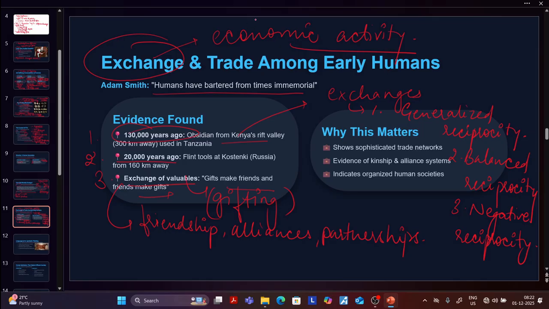So by 20,000 to 10,000 years ago, we have evidence of sophisticated long distance exchange between networks spanning continents. This indicates economic organization, planning, and complex social relationships. Early human societies were not simple or isolated. They were engaged in sophisticated economic activities.